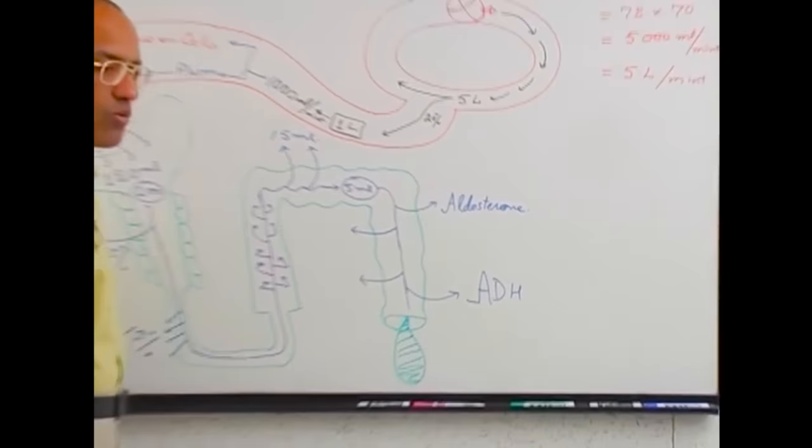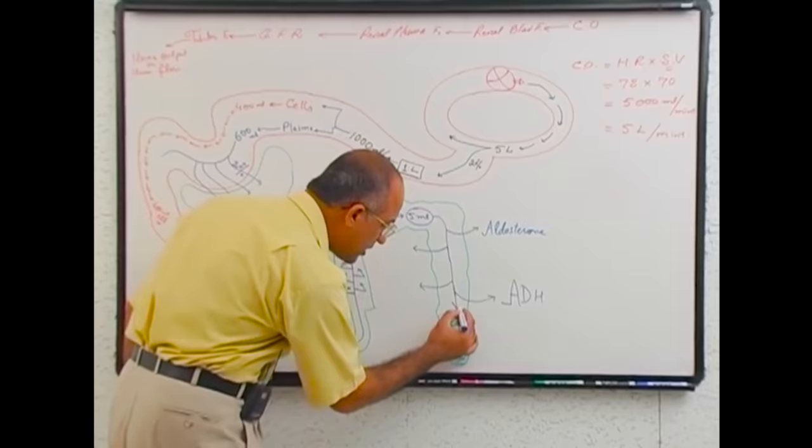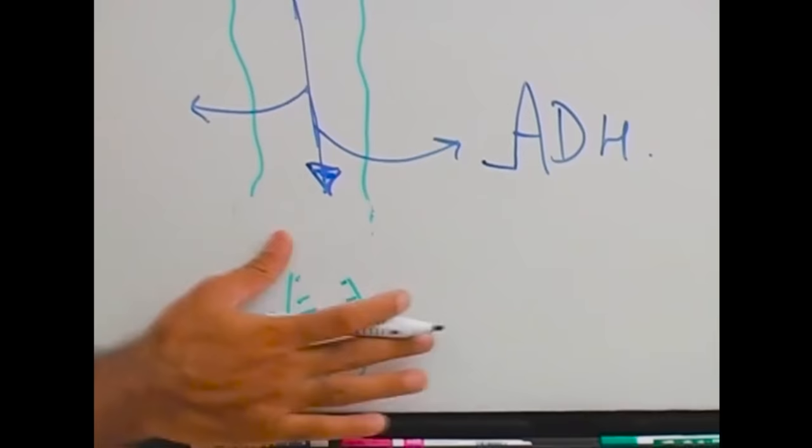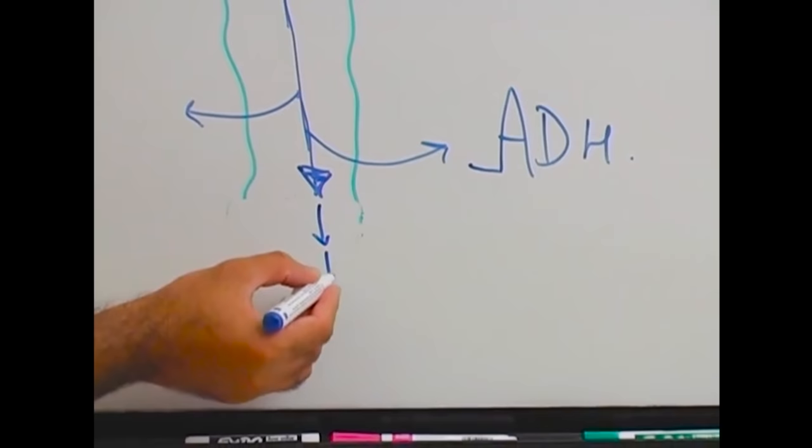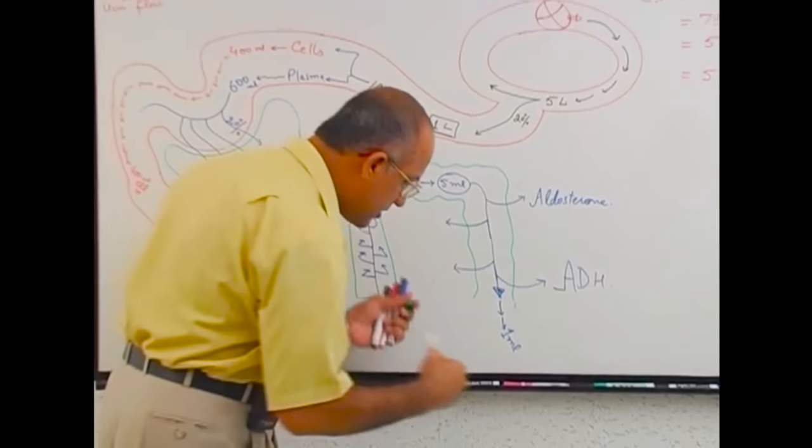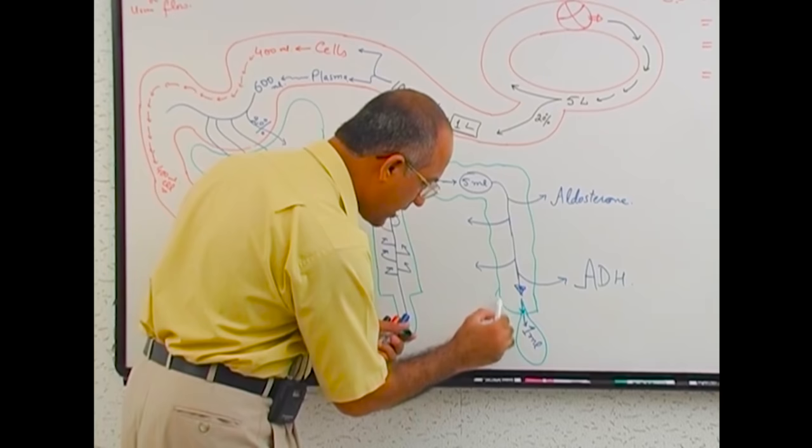And usually in a healthy person, how much appears in the urine drop is just 1 ml. How much is appearing into urine? This is 1 ml, right? So this was your drop of urine and here was your collecting duct.